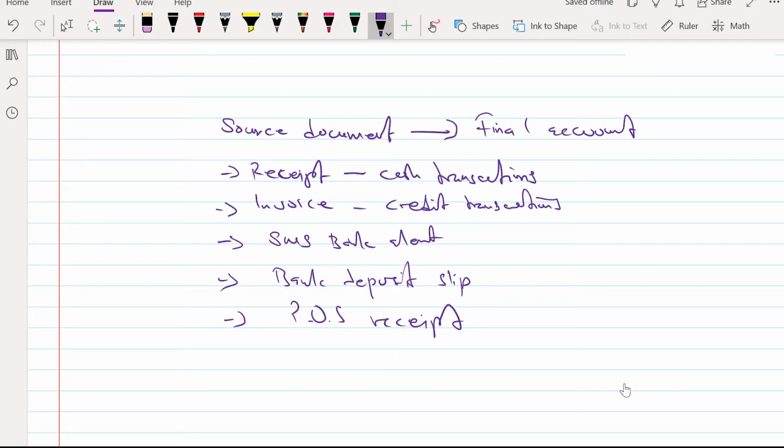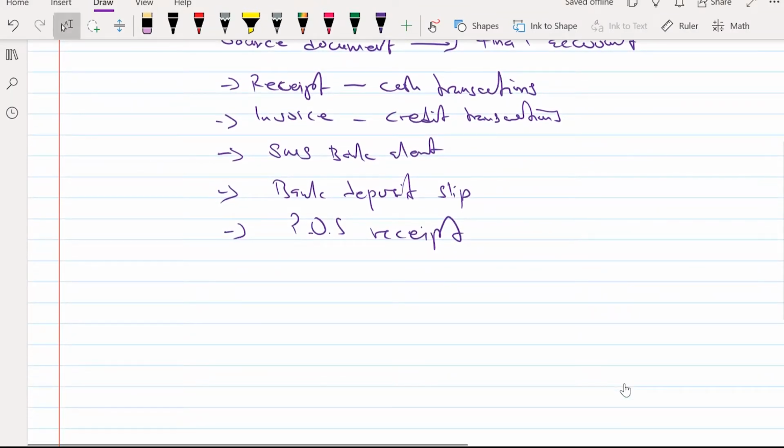Now, when we look at source documents, what is the next thing that should come to our mind? The next thing for an accountant to think about is prime books of accounts. Prime books of accounts have other names, like books of original entry. You can also call them subsidiary books, and they are basically saying the same thing.